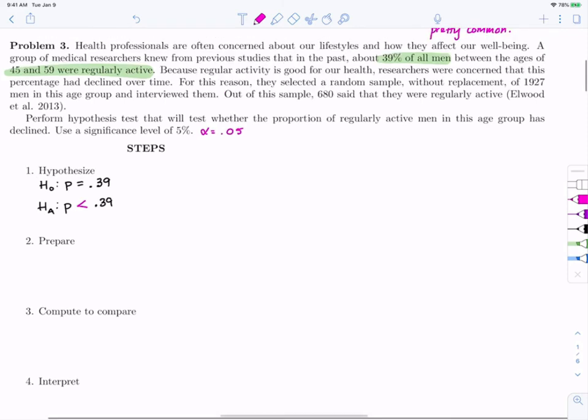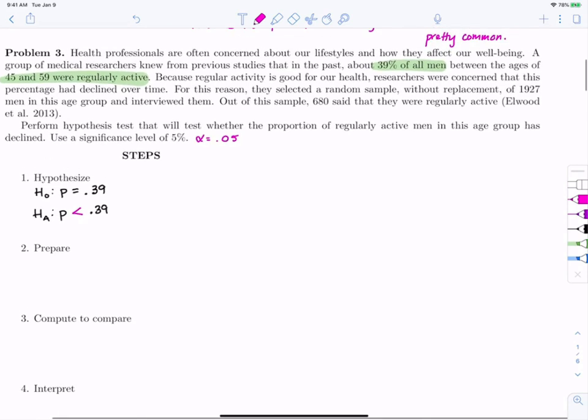Now, to prepare, I need my significance level, but I've already got that right here. I've got my significance level. And the other thing I need to do is check my conditions. So one of my conditions is that p times n is greater than or equal to 10. So let me grab my calculator real quick. So I need to do 0.39 times the total number of men in the study, which was 1927. And so 0.39 times 1927 is definitely bigger than 10.